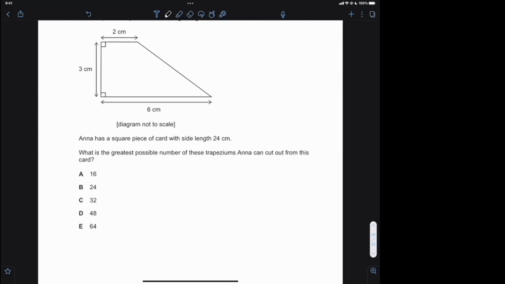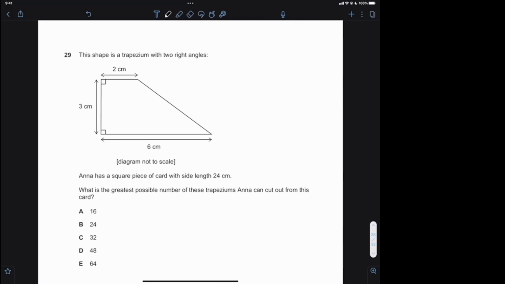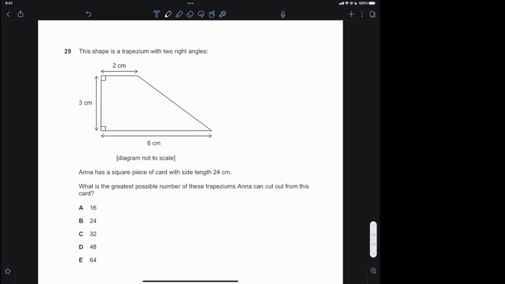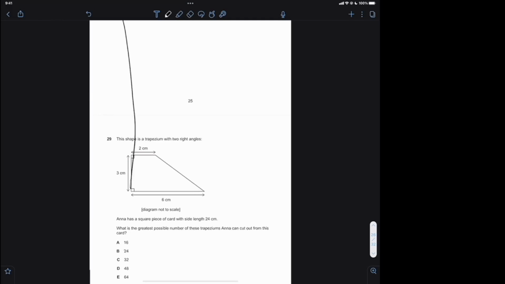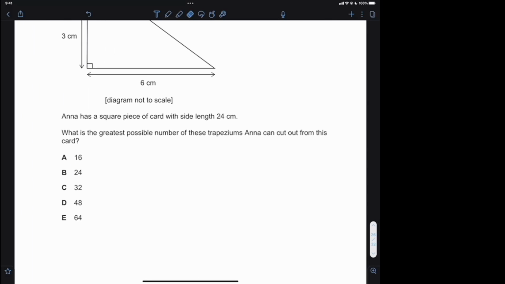Question 29. This shape is a trapezium with 2 right angles. And it has a square piece of card with side length 24 centimeters. So that would be a big shape, like this big. Can't really draw it on this page, right? A big square, so 24 by 24. You can kind of plan it out already. Like this. What is the greatest possible number of these trapeziums I can cut out from this card?